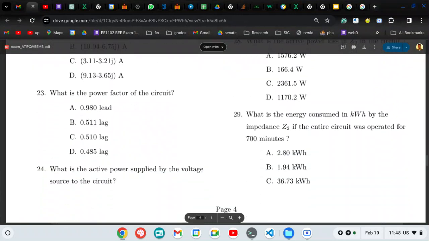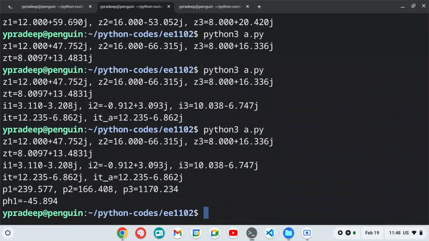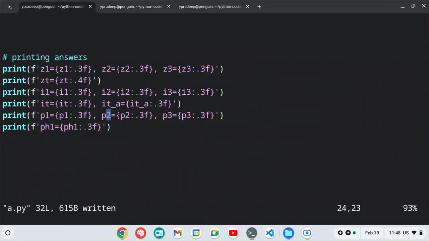Power factor of the circuit. So how do you find the power factor of the circuit? Because you have the total impedance, from the total impedance you can find the power factor. So what is the total impedance? This one, 13.4, and this one, 8 plus j 13.4. That is the total impedance. So what is power factor? The definition of power factor is the cosine of the angle between the voltage and the current. Let's do that and see what the angle of the voltage is.